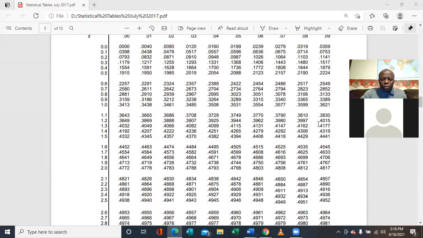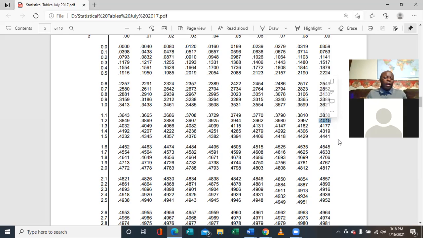We have 0.4015 and 0.3997. These are the closest. So these are the two numbers that are close to 0.4000. So let's see which of them is closest. Let me write them down. The first one is 0.3997, and the second one is 0.4015.